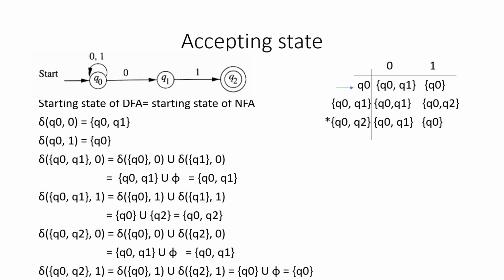So what is the first state we have in our example? It is Q0, right? So Q0 does not contain Q2, so this cannot be the accepting state. In few cases, the starting state and accepting state can be the same, right? What is the next state we have in our example? Q0, Q1. Here also we don't have the state Q2, so this cannot be our accepting state. When we come to the third one, we have Q0, Q2. Here we have the state Q2. Hence, this will be taken as the accepting state.